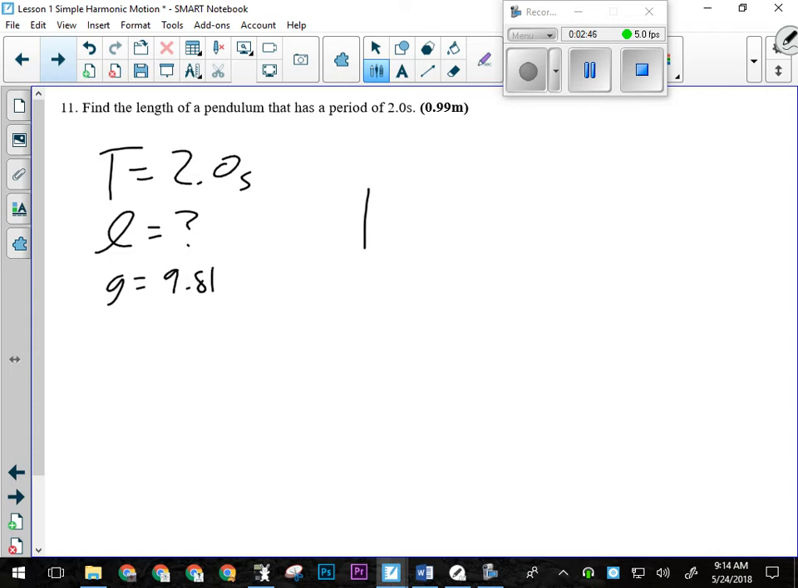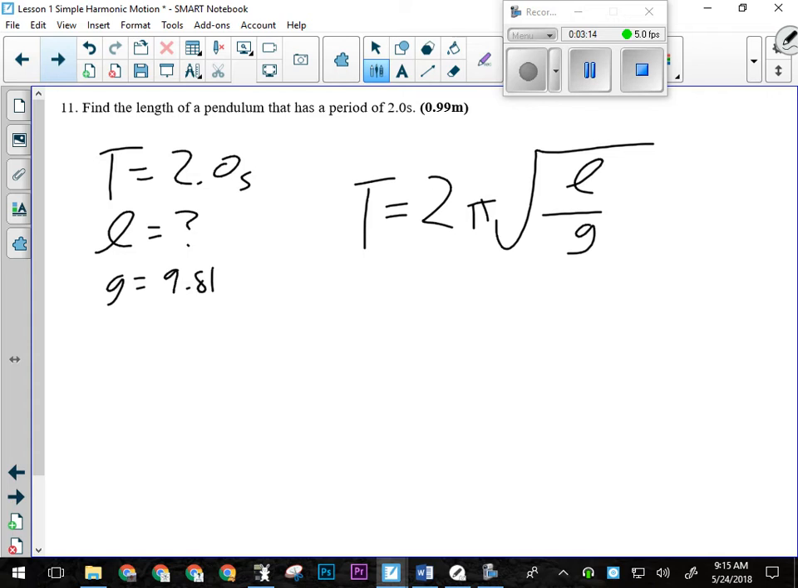The weird thing about a pendulum is that the mass of the bob, that's the part on the end, does not affect the period because all things fall at the same rate. It doesn't matter whether you have a heavy pendulum bob or a light pendulum bob, they're going to have the same period, because the only things that affect the period of the pendulum are the length of it and the acceleration due to gravity.